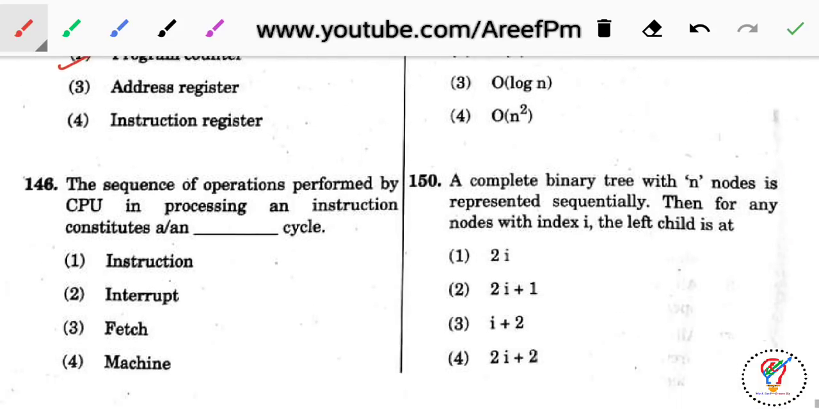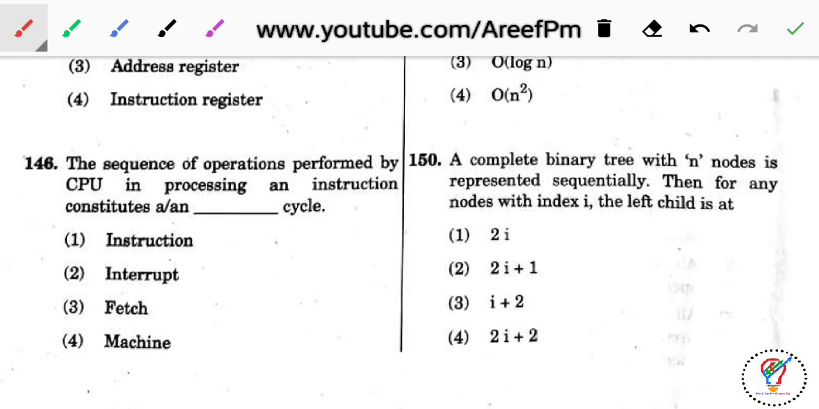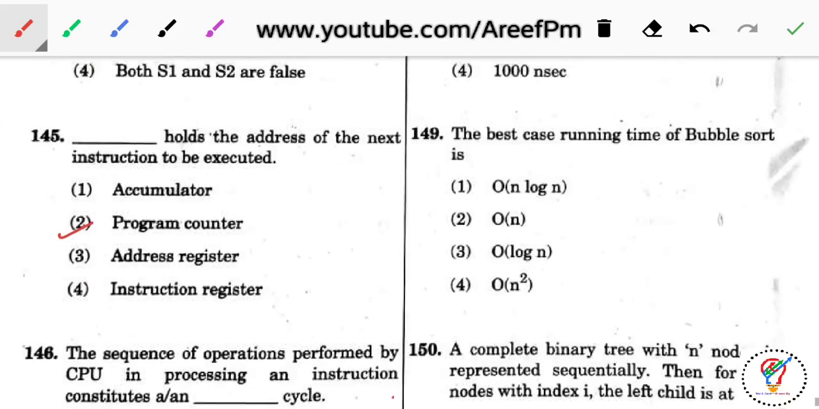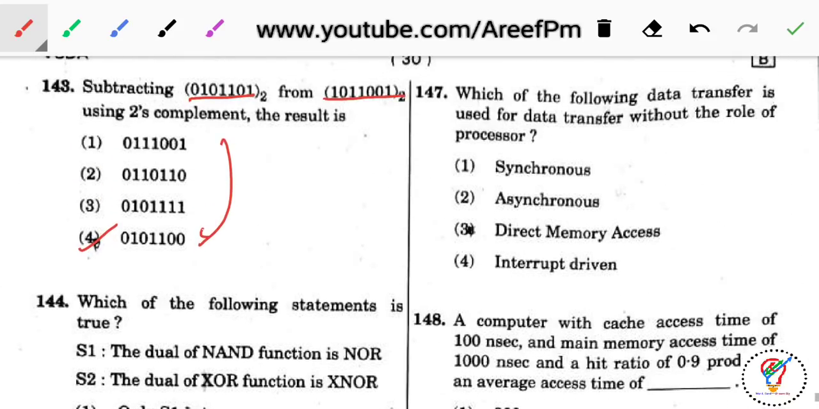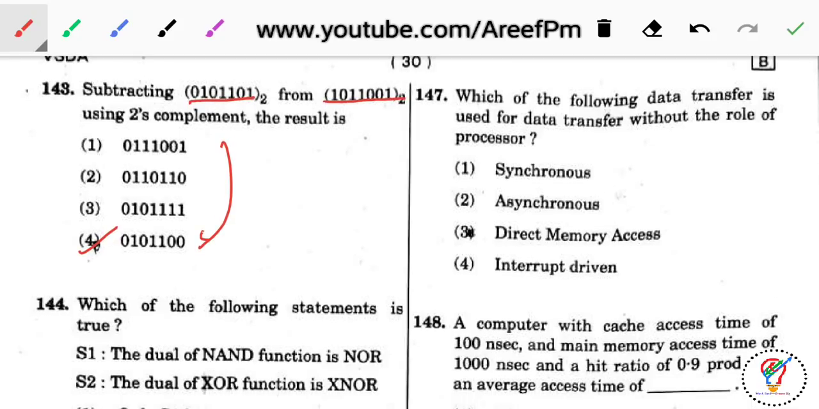Next 146 question number. The sequence of operations performed by the CPU in processing an instruction constitutes an cycle. It is the instruction cycle. Now we'll see the 147th question. Which of the following is used for data transfer without the role of the processor? So we can call this DMA, direct memory access.